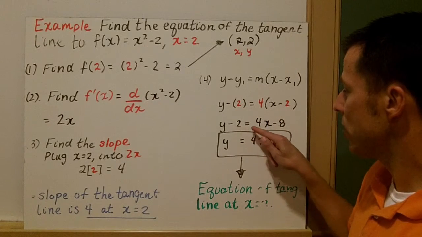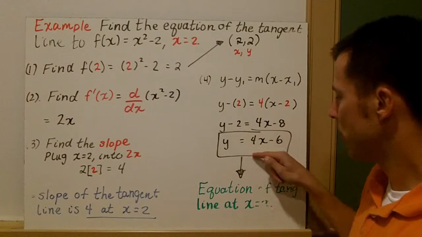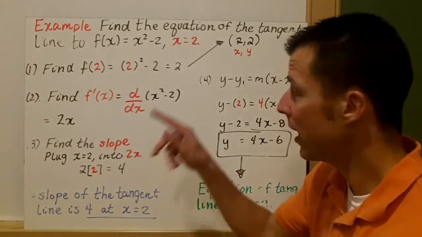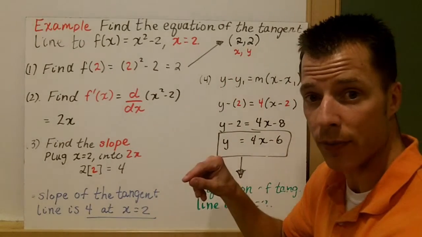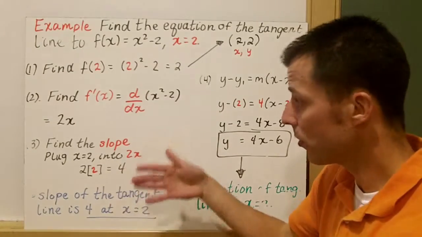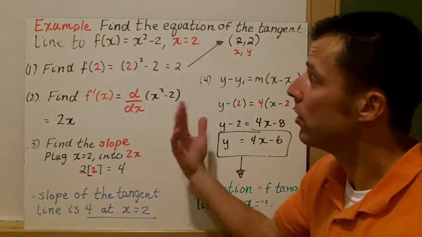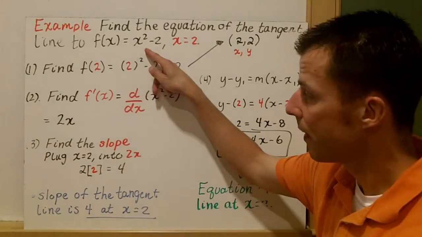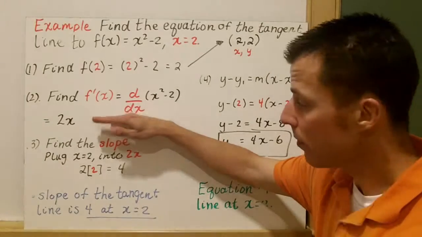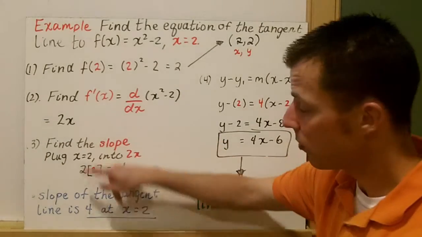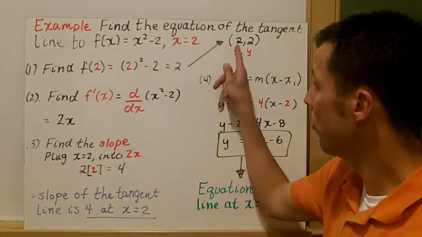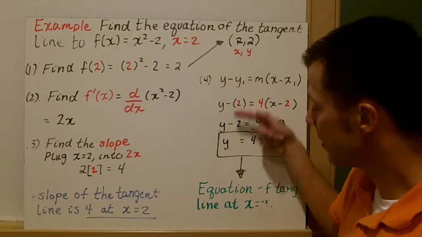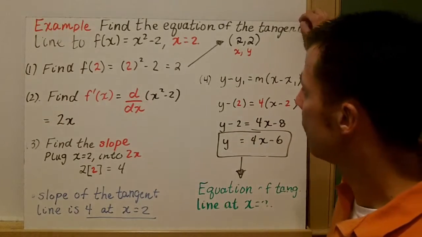Simplifying, we get y minus 2 equals 4x minus 8, and we just bring the 2 over. So y equals 4x minus 6. That's the tangent line that runs through this point, 2, 2. That's what we're looking for. So we found the ordered pair by plugging x into the original function. We found its derivative. We plugged our x into that expression, and we got our slope. Then we took our point and our slope and plugged them into the equation and simplified. So let's look at a few more examples.